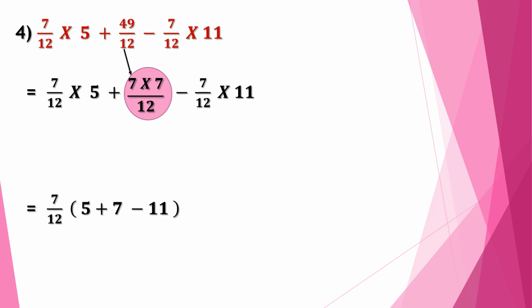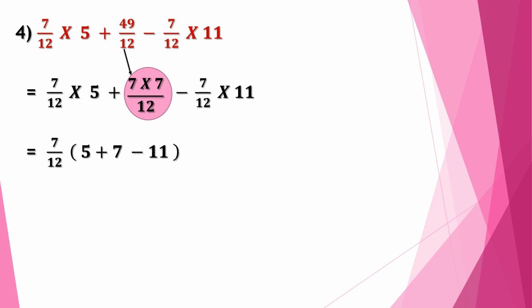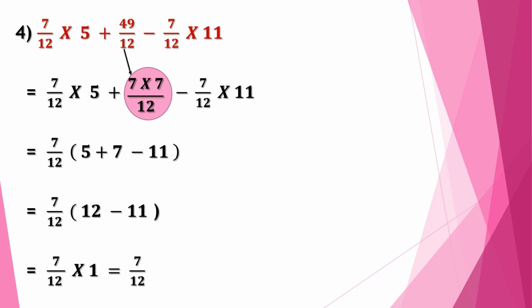So we have 7 over 12 outside the bracket. Open the bracket and write 5 from the first term. From the second term you have 7 plus 7, and the last term will equal negative 11 inside the bracket. 7 over 12 times 12 minus 11, which is equal to 7 over 12 times 1, which equals 7 over 12.